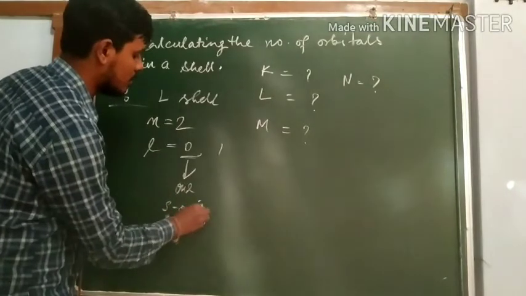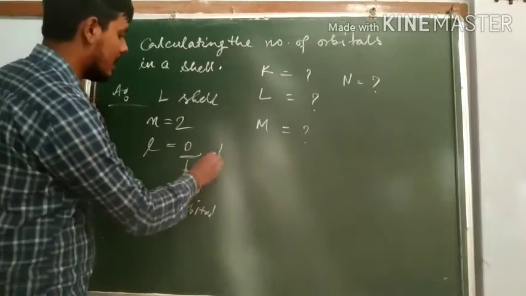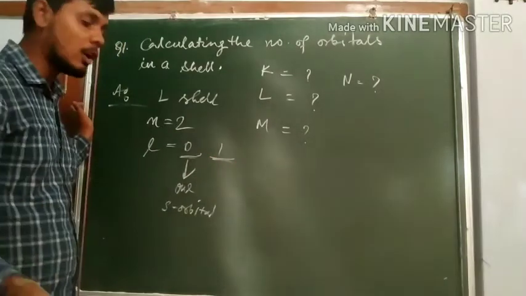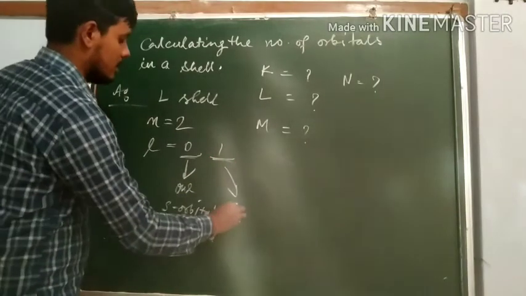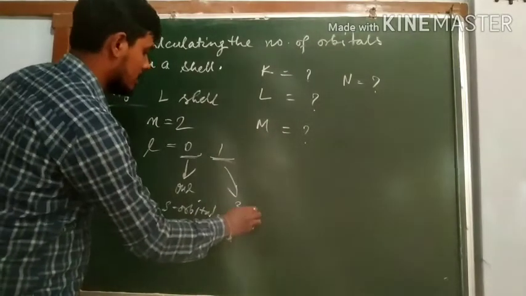Eta s orbital thakibo. Kenike ulialo 2l plus 1. This value of L, karone ami keta orbital pam? This will be 2l plus 1 equals to 3 p orbitals.